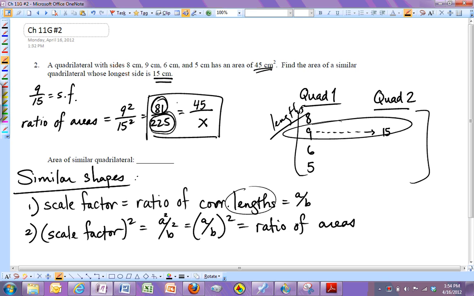It's kind of like a scale factor for areas equals the ratio of areas. So now when I cross multiply, I get 81x equals 45 times 225. And then when I divide, it's going to be 45 times 225, divided by 81, and you get 125 out of that. So this answer right here is 125 centimeters squared. Okay, hope that makes sense.